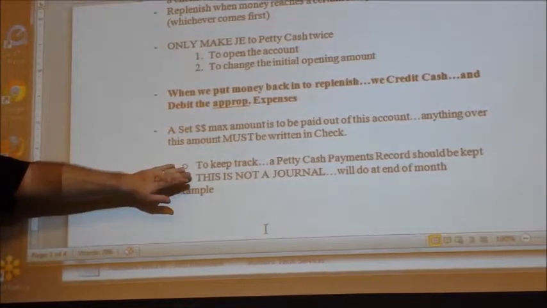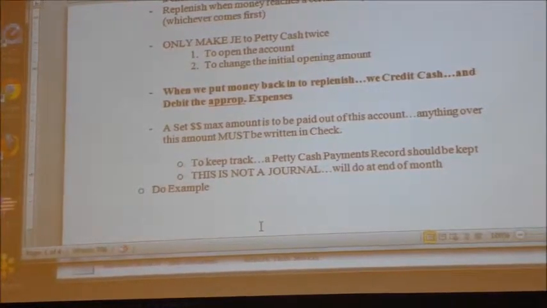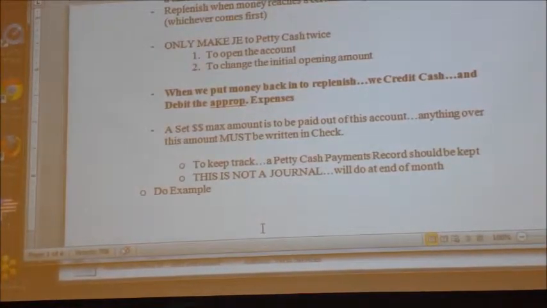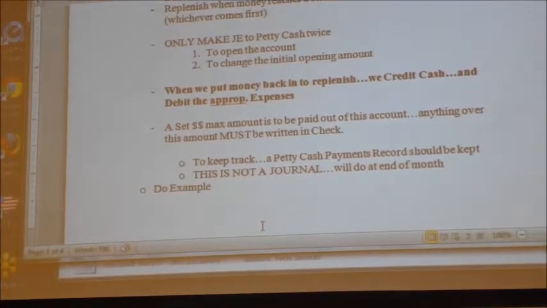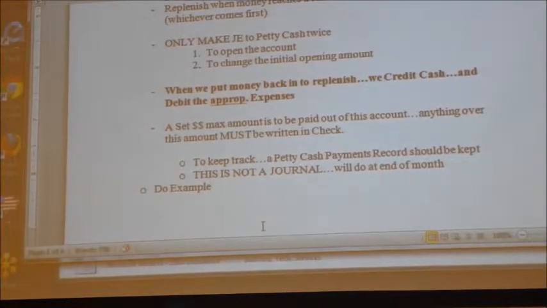You don't go in and make a journal just because you paid $16.58. You do that at the end of the month, or when it's time to replenish, maybe every 2 weeks.